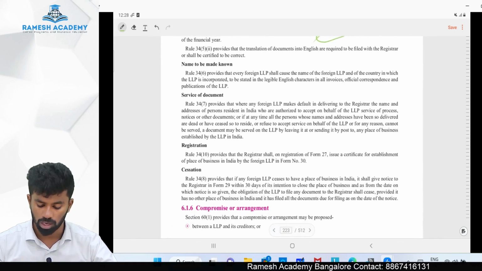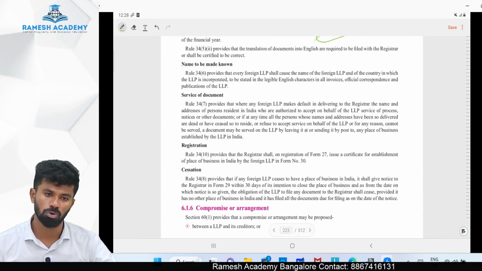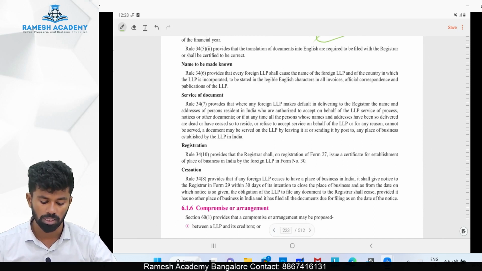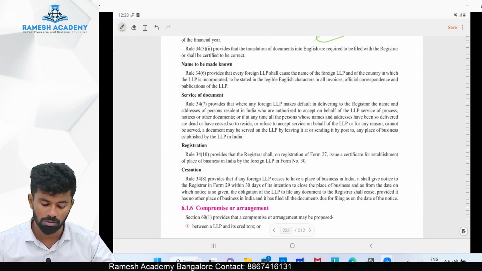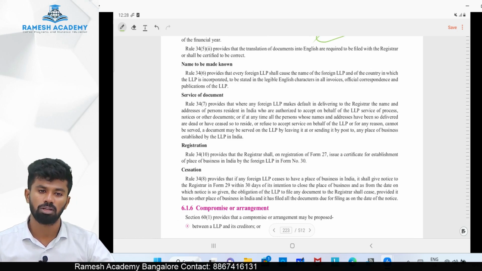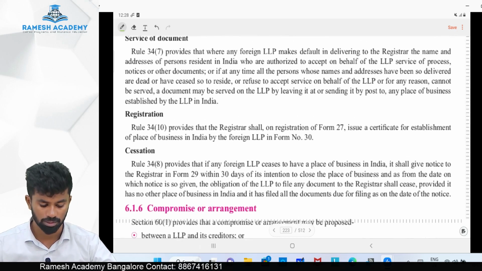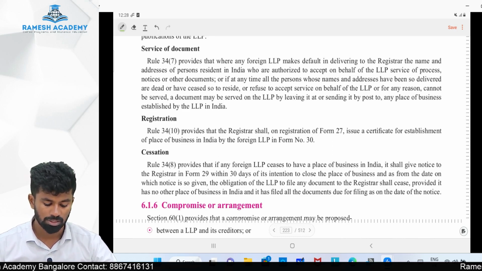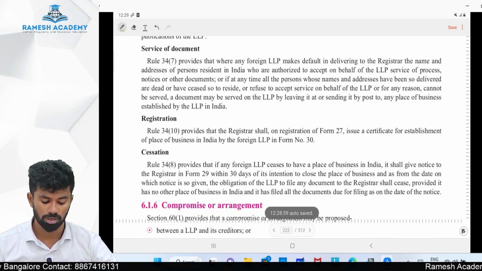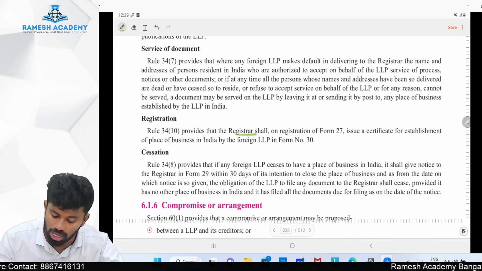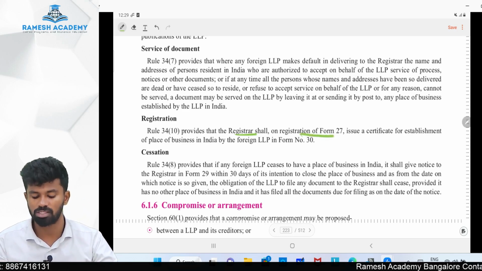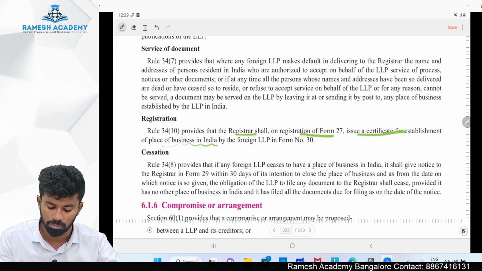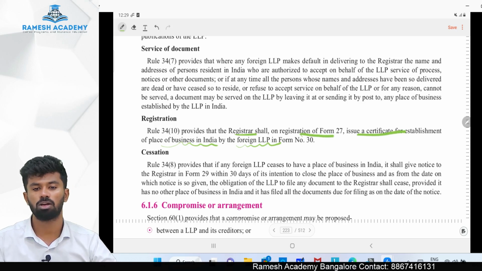Name to be made known. You have to display the name of the company both in English as well as the local language, on all the official correspondence and also in the letterheads of the company. Service of document: a document may be served on the company at a registered address in India. Registration, section number 34, rule number 34, subsection number 10 provides that the registrar shall, on registration of the form 27, issue a certificate for the establishment of place of business in India by the foreign LLP in the form number what? Form number 30.